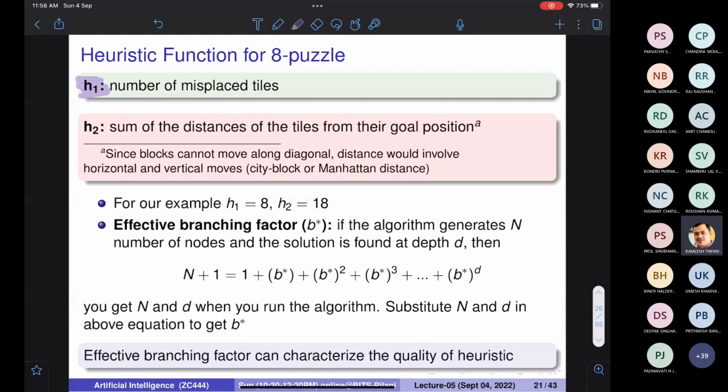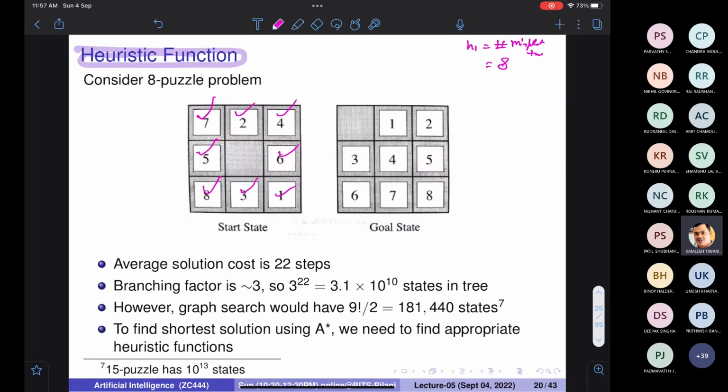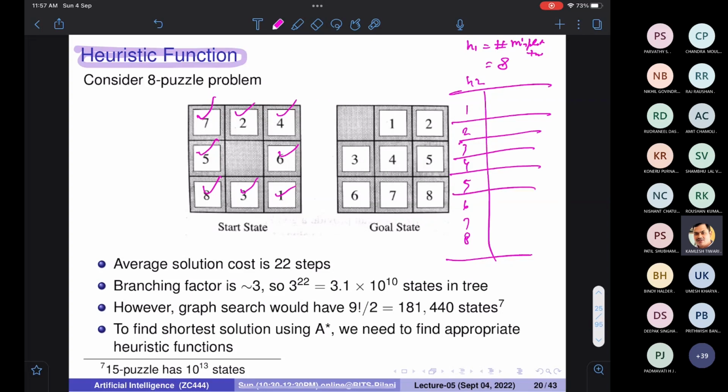Let me define another heuristic function: the sum of the distances of the tiles from their goal positions. This could be another heuristic function. Since tiles cannot move along the diagonals, the distance would involve horizontal and vertical moves. This is precisely called the Manhattan distance or city block distance. So I want to find H2. Tiles 1, 2, 3, 4, 5, 6, 7, and 8 are misplaced. I have to find their city block distance from their goal positions.